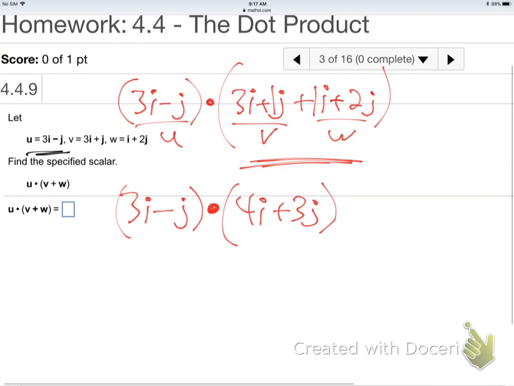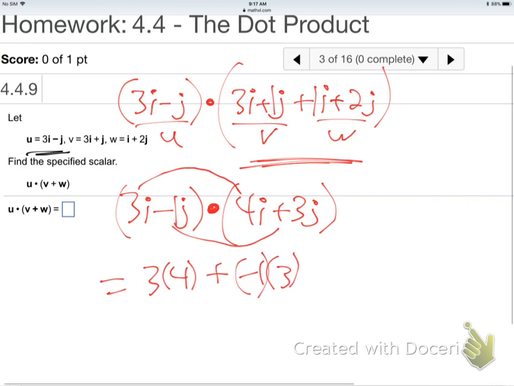From there, do the dot. And so that's going to be 3 times 4 plus, and then it's what? Negative 1 times 3, huh? What's that? 12 minus 3, 9?